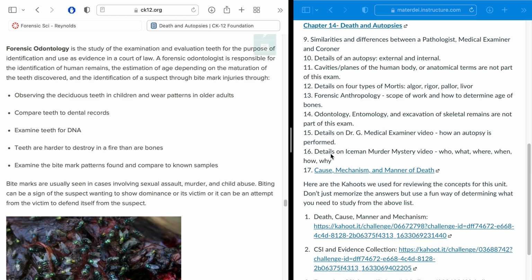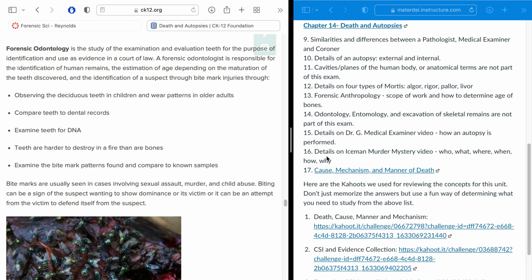We're going to watch the details of the Iceman murder mystery. Who was he? What did they find out? Where did he die? When did he die? How did he die? And they even got down to why someone may have killed him. And this is an Iceman from a long, long time ago. So we'll get the details of that.